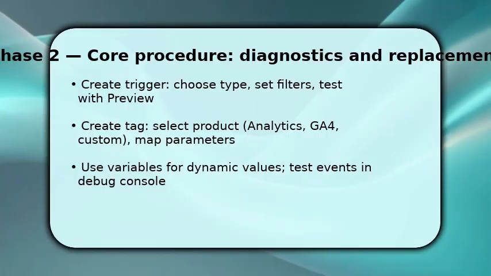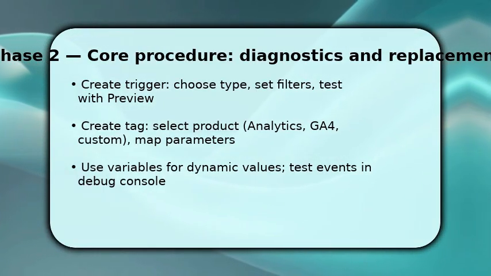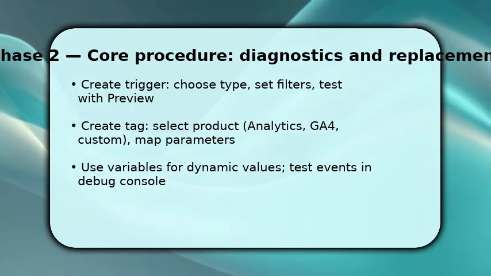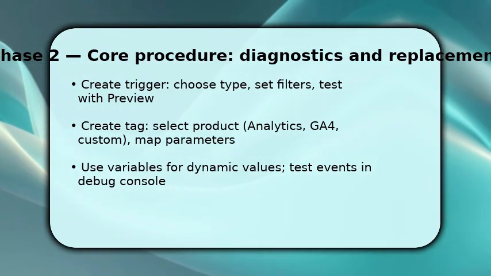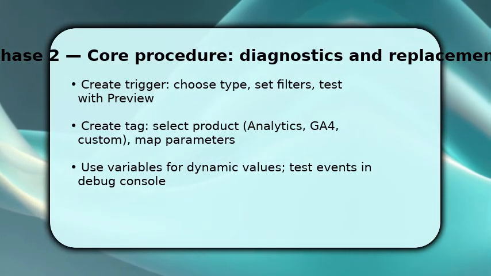Then create the tag. Pick Analytics, GA4, or a custom HTML/JS tag, and map parameters like event name, category, and label. Use variables for dynamic values such as data layer values or DOM text, so events stay accurate across pages.